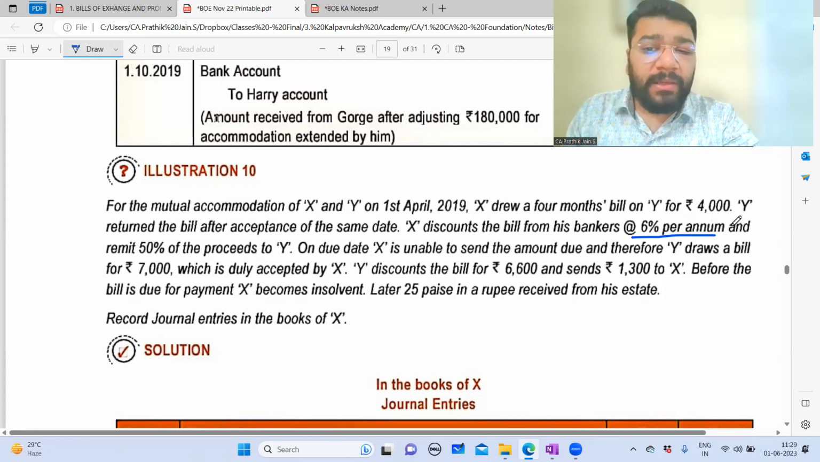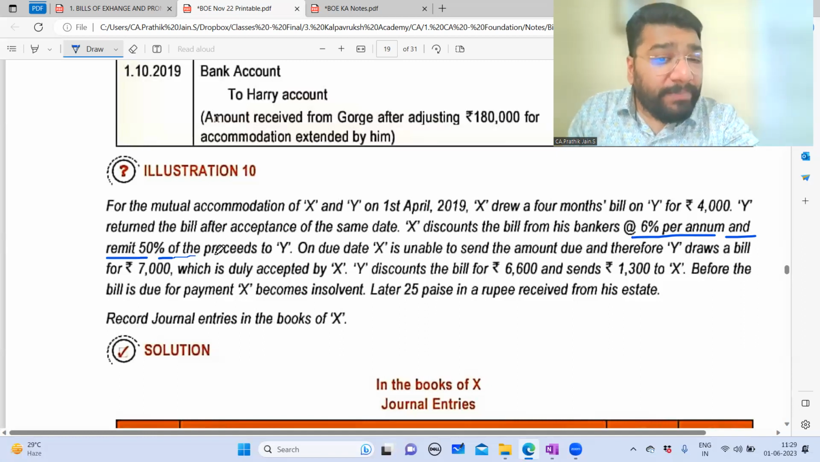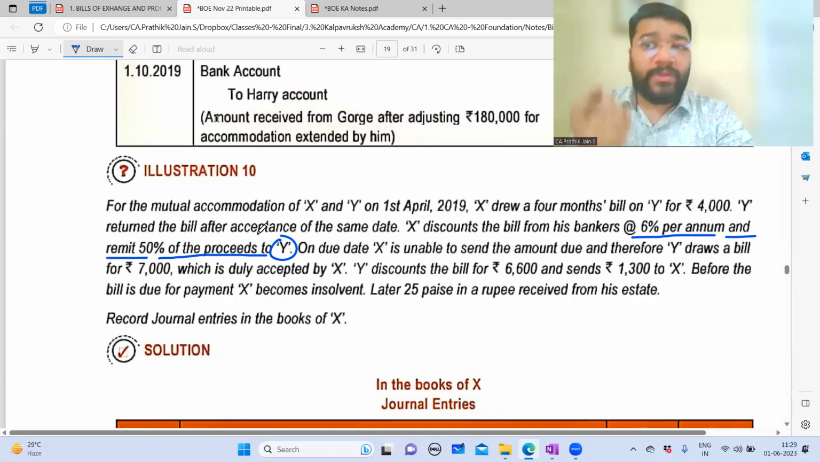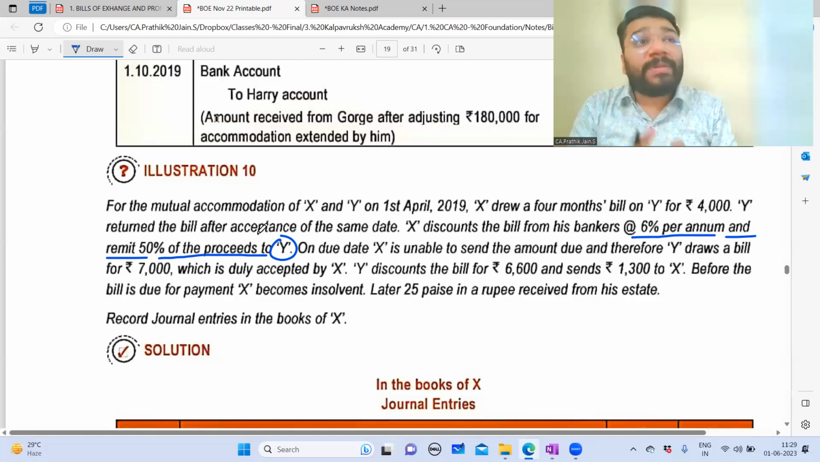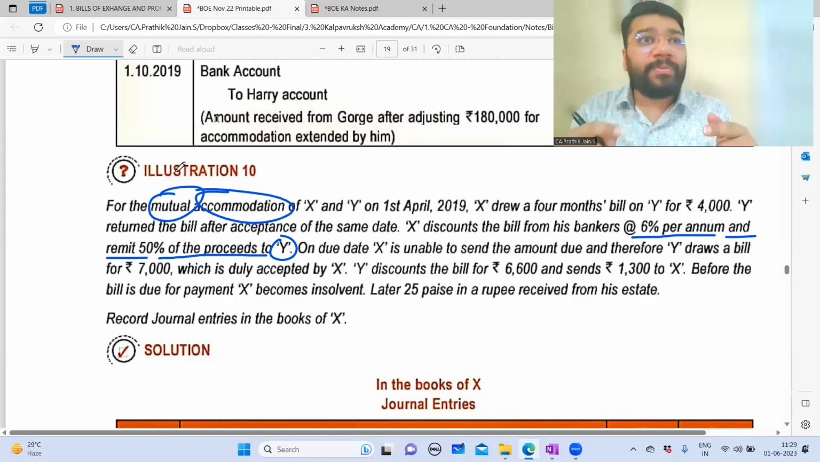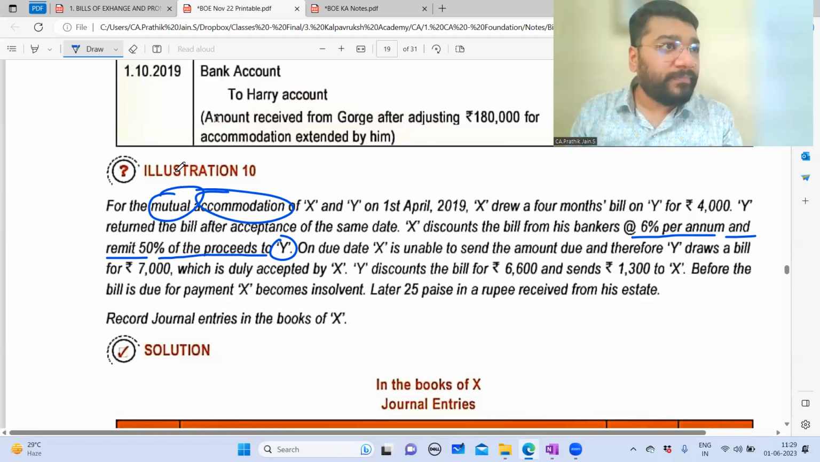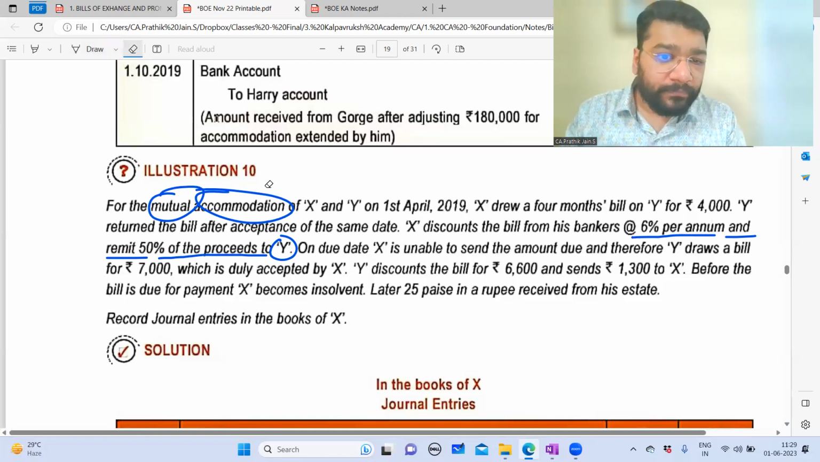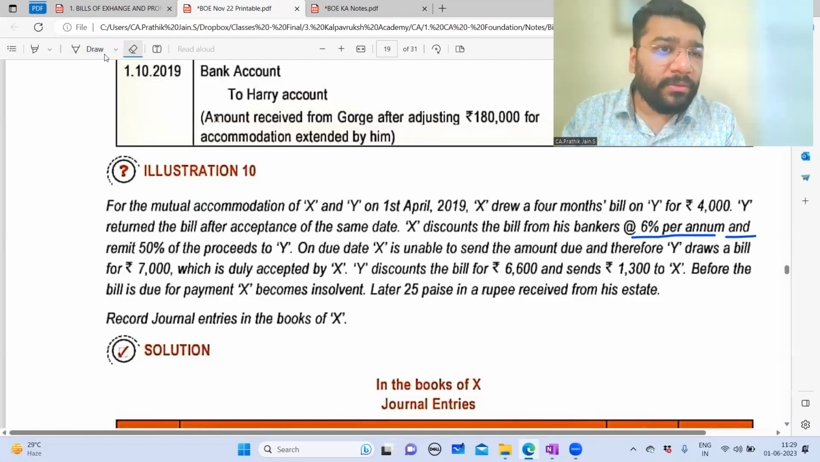So X discounts the bill from his banker at 6% per annum and remits 50% of the proceeds. 50% means half of the money he got discounted, he is giving to whom? Y. Which means of the money you got after discounting, 50% X is enjoying, 50% Y is enjoying. So can I say it is a mutual help? It is a help done for both people. So with this money, X is also getting benefited, Y is also getting benefited. Now, till this, no problem, sir. Till this, very simple, no problem.